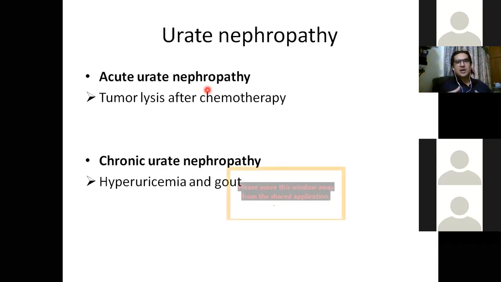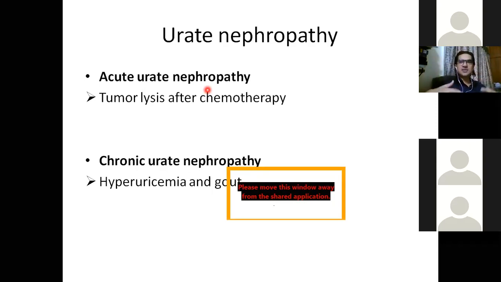So there is a lot of production of uric acid acutely, and the kidney is not able to excrete that uric acid in time, and so what happens? The uric acid builds up in the bloodstream, and it goes into the interstitium, and causes interstitial nephritis, which is called acute urate nephropathy.